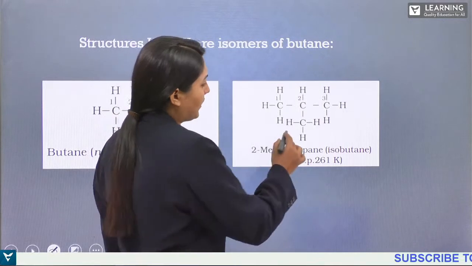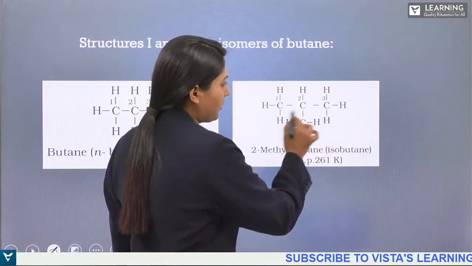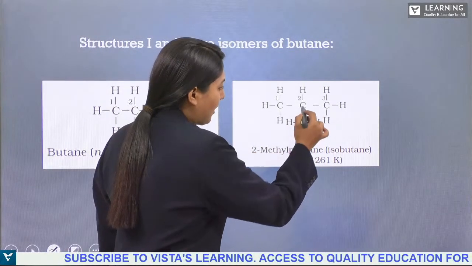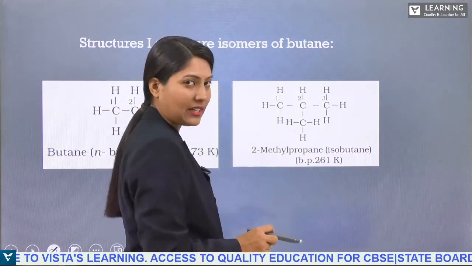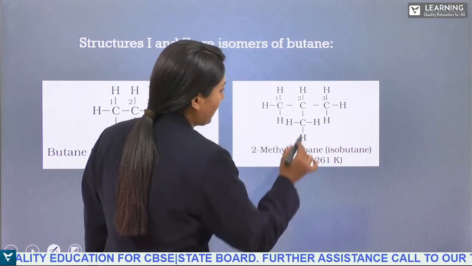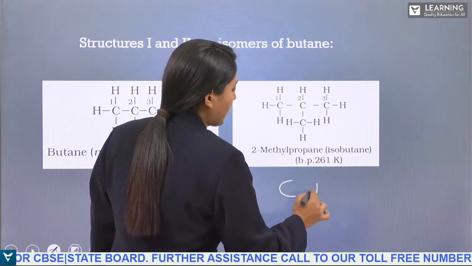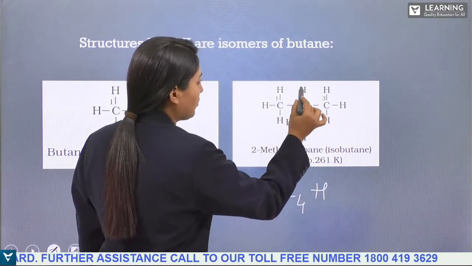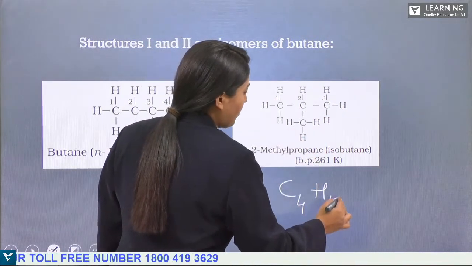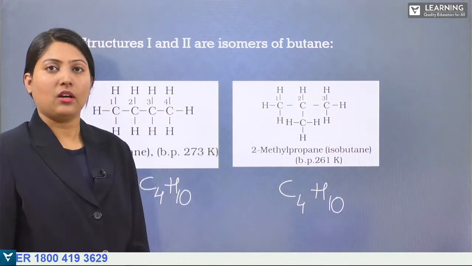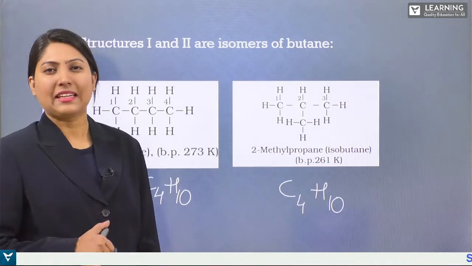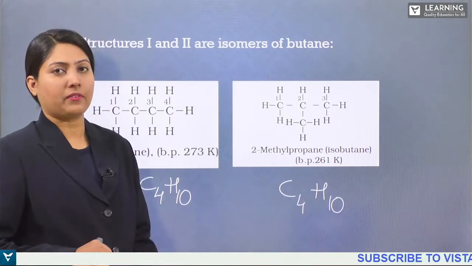What about here? You can see 3 carbon atoms are in the same straight line, but this one is branched or attached to the second carbon atom. We still have 4 carbon atoms and 10 hydrogen atoms. So both have the same molecular formula, but the structure is different. If the structure is different, what about its name? Will it be the same or different?